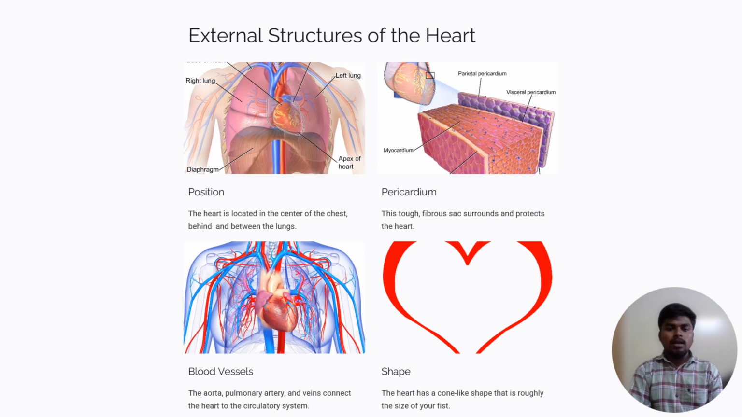The external structure of the heart: the position, pericardium, blood vessels, and the shape. The position of the heart is in the central part of our chest, behind the lungs. The pericardium is the fibrous sac that surrounds and protects the heart. Blood vessels: arteries, pulmonary arteries and veins are connected through the heart and the central system. Shape: the heart is roughly the size of our fist.